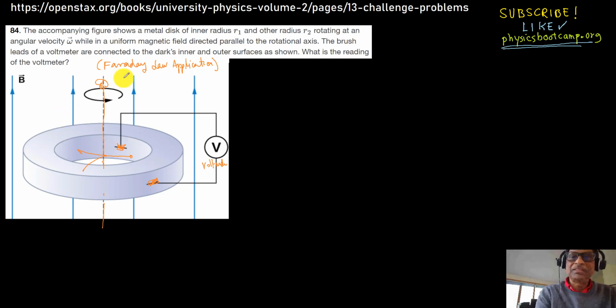And the magnetic field is going right through, like this. Magnetic field through this material. Magnetic field comes in here, magnetic field goes out like that. This magnetic field is constant, and we are just rotating in the magnetic field.